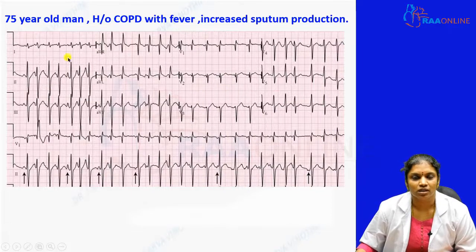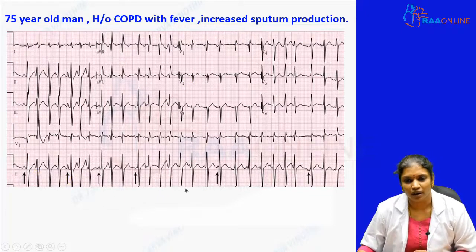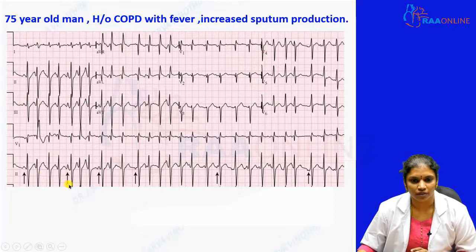So this is ECG of a 75-year-old man who is a known COPD patient and has fever and increased sputum production. So now we are going to check on the rate and the rhythm. The rate, there is tachycardia. The rhythm, it is irregularly irregular. Now coming on to the P wave, what do we see? We see many different kinds of P wave. The P waves are morphologically different.